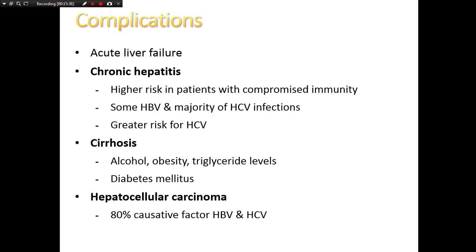Cirrhosis, obviously we said 30% of patients can progress, that's in the chronic phase, to cirrhosis, but drinking alcohol, being obese, having a coexisting condition of diabetes mellitus are all synergistic factors, so they can increase the patient who has chronic hepatitis risk for acquiring cirrhosis. And a large percentage of your patients who have liver cancer, their causative factor is chronic hepatitis, about 80%.